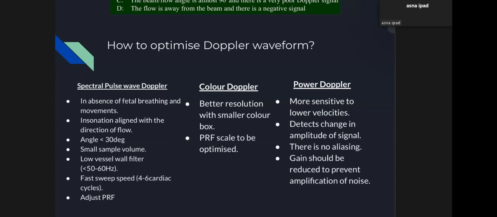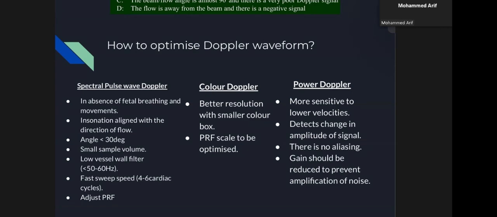A fast sweep speed, 4 to 6 cardiac cycles should be visible on your waveform, and you should adjust your PRF. What is PRF? PRF is pulse repetition frequency, also known as scale. It is the frequency at which the ultrasound signals are emitted. A low PRF allows signals from slow-moving targets to reach the probe before the next pulse is emitted, and vice versa for a high PRF. A high PRF will allow high frequency pulses to reach the probe and omit the low frequency pulses.